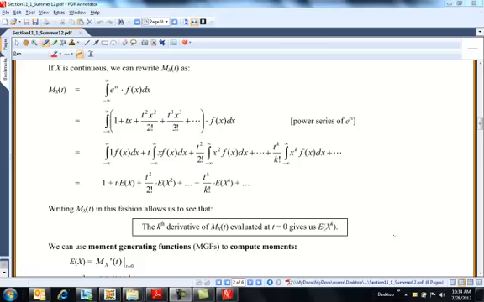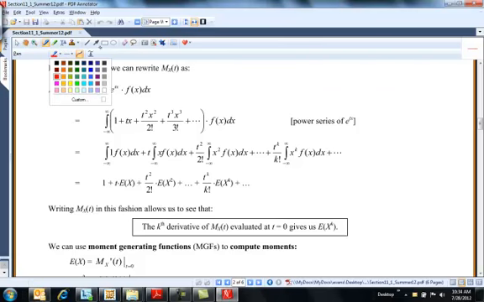Hi, I got cut off in that last video and I just reloaded PDF Annotator again. Where we were is just defining the moment generating function.